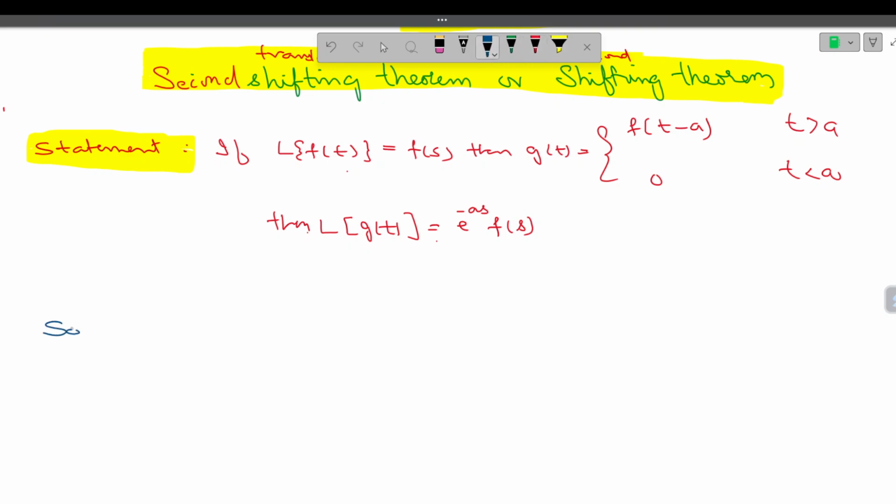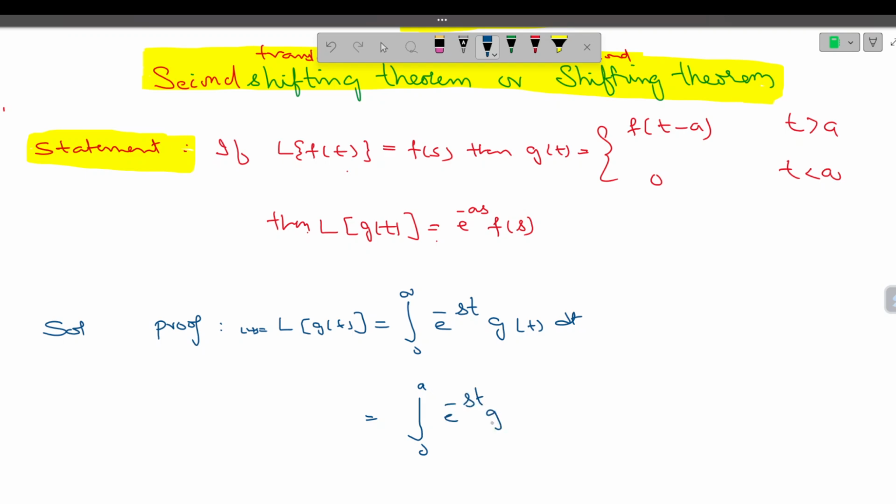Okay, let's go. So let's prove. What is given? The Laplace transformation of g of t, the left hand side, we are taking from the definition of the Laplace transformation: integral from 0 to infinity of e to the power of minus st g of t dt. And g of t is a split function, a signum function. So this is integral from 0 to a of e to the power of minus st g of t dt plus integral from a to infinity of e to the power of minus st g of t dt. We got it.